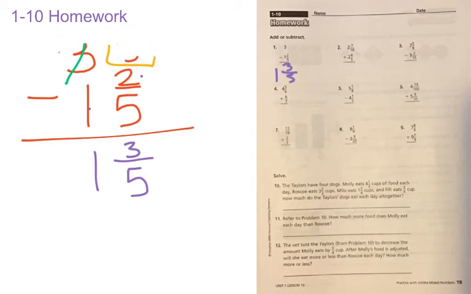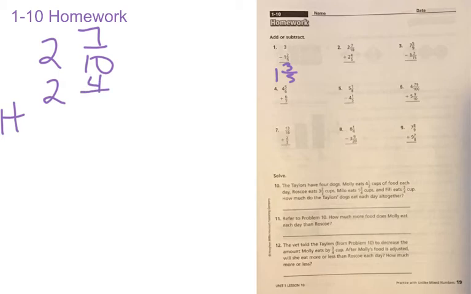We're going to go ahead and do a few more of these as practice. And remember, we're just working on getting that common denominator so you can either add or subtract. Number 2 reads 2 7/10 plus 2 4/5. And this is another example where we don't have a common denominator because we have a denominator of 5 and a denominator of 10.